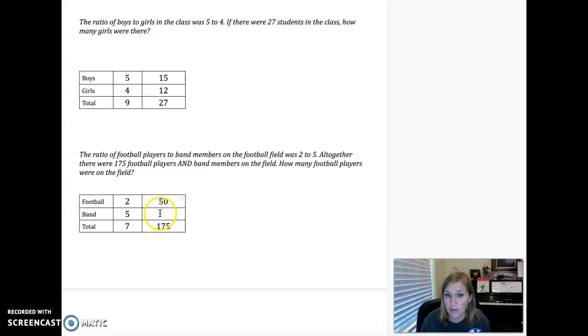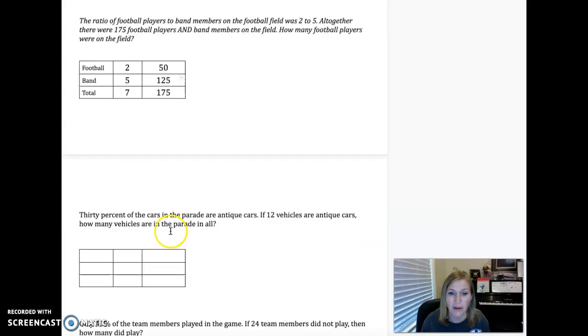And now we could use subtraction to find out what this missing number right here is. So we could say 175 minus 50 is 125, or we could have done the same thing: 5 times 175 divided by 7, and it would have also given us 125.